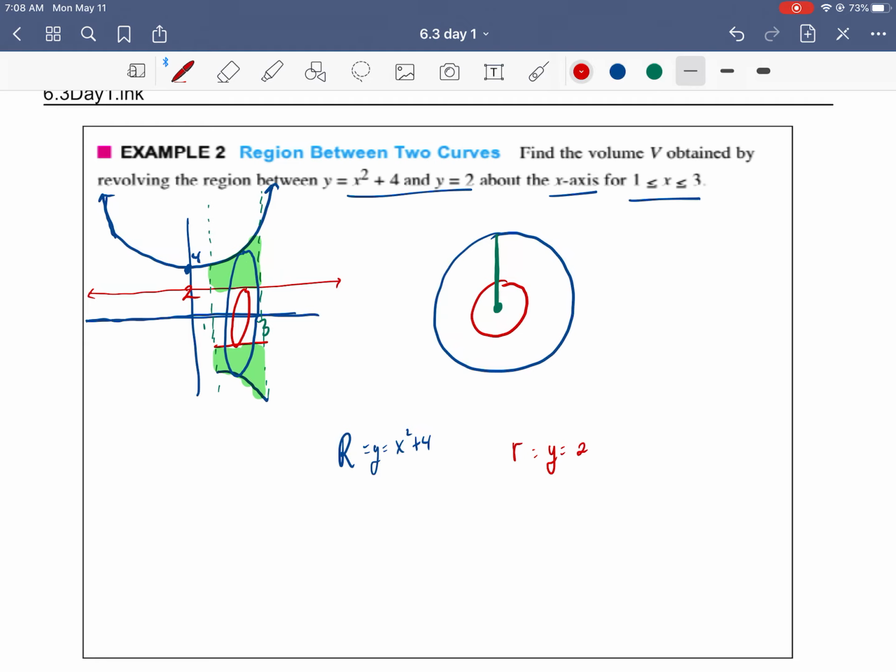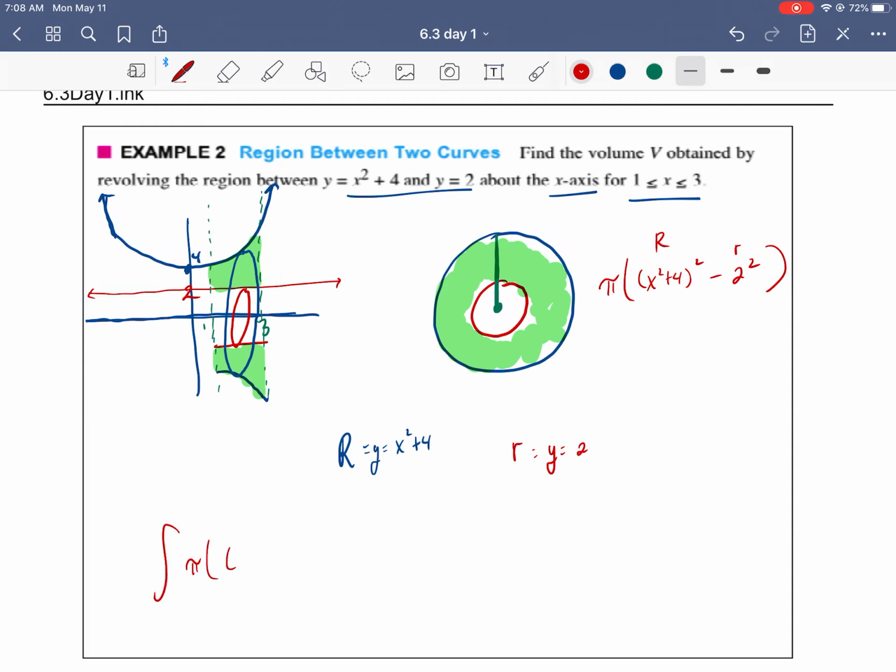So anyways, taking this idea that we have big R and little r, and we are looking to find the area of the shaded green, I would have pi times the quantity x squared plus 4 squared minus 2 squared. Big R, little r, both of them squared by themselves.